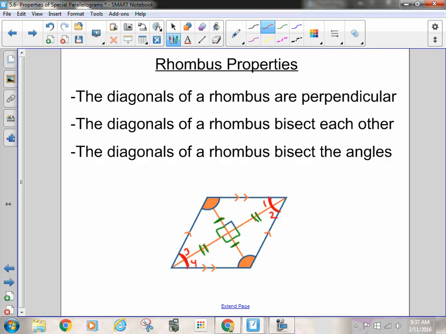So if one of them is 25, all four of them are 25. If one of them is 76, all four of them are 76. The same thing goes for the opposite angles. These angles are already congruent to each other, so when they get split, it's now breaking it into four more congruent angles.